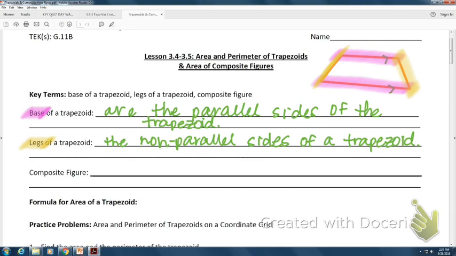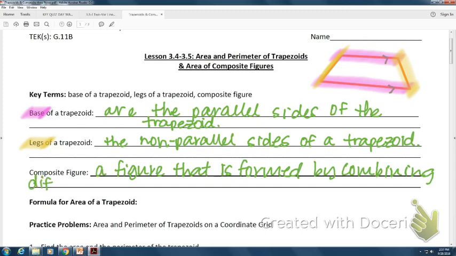Okay, just like Miranda said, a composite figure is a figure that is formed by multiple shapes or combining different shapes. So composite figure: a figure that is formed by combining different shapes.